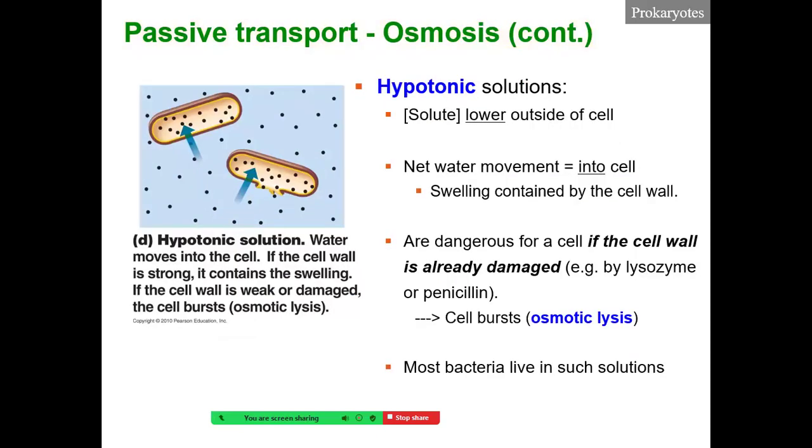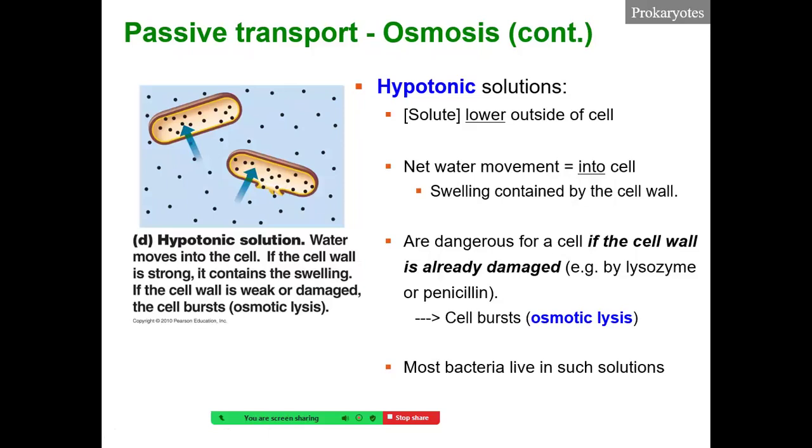A hypotonic solution is where the solute concentration is lower outside the cell than inside the cell. That means there's more water outside the cell than inside the cell. So the water moves from outside the cell to inside the cell. This will swell the cell membrane as water moves into the cell.